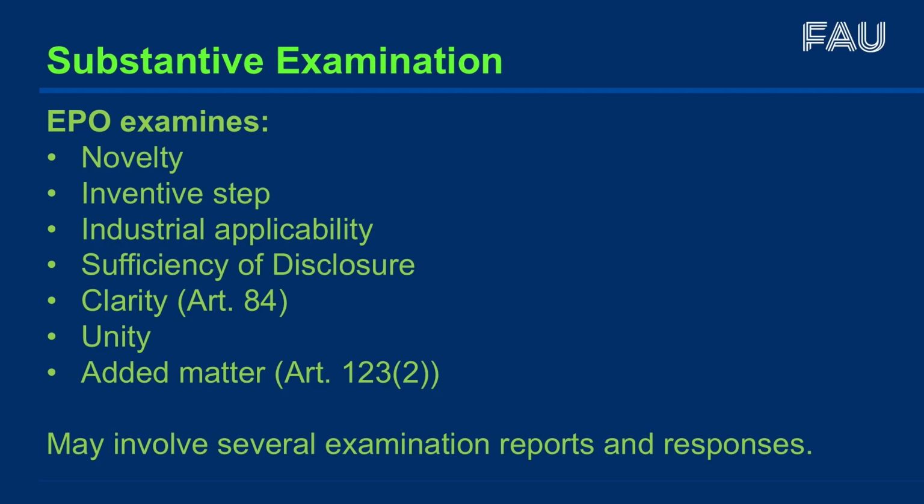Unity of invention. A patent application should relate to one invention only, or to a group of inventions that share a single general inventive concept. If several unrelated inventions are included, the examiner may require the applicant to split them into separate applications.